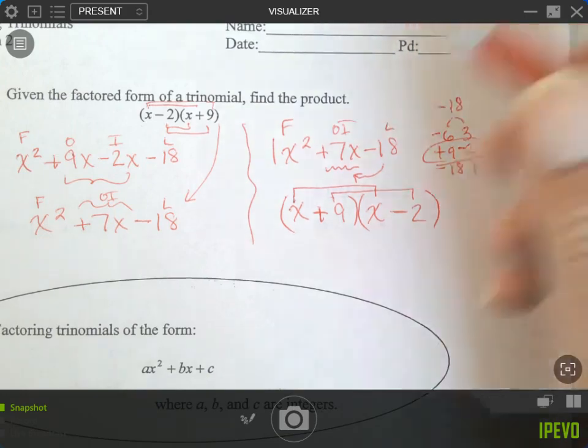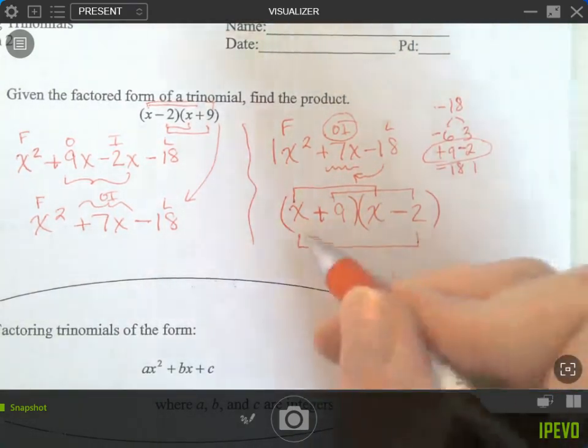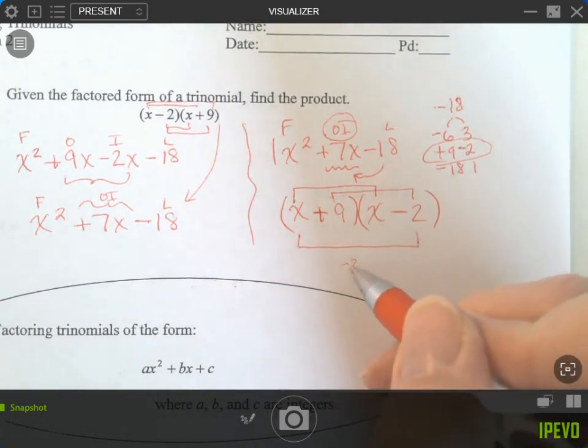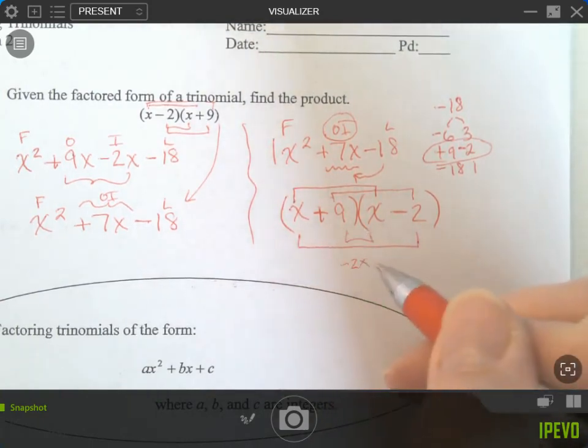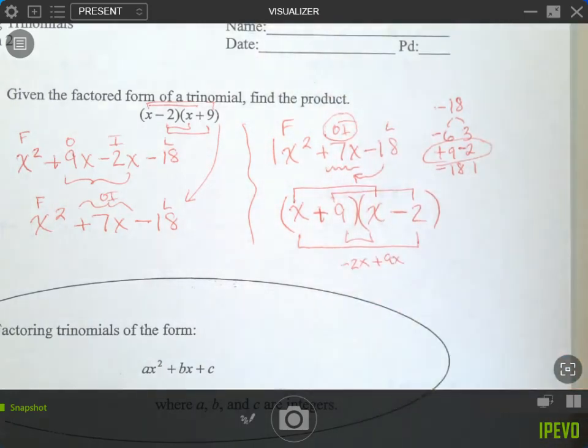The question is, does the outer and inner give me 7x? When I multiply the outer, I have x times negative 2. And when I multiply the inner, I have 9 times x. What does negative 2x plus 9x add up to?